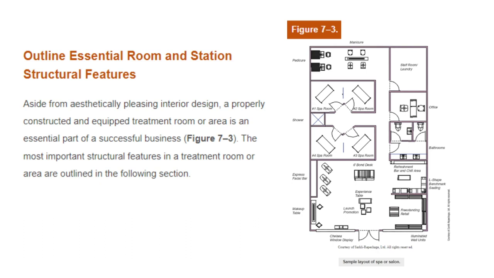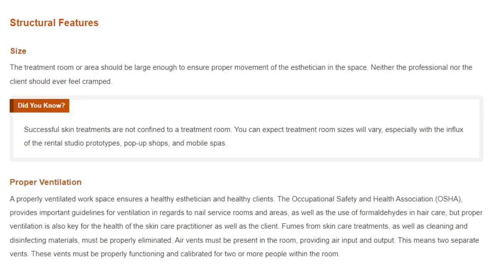Aside from aesthetically pleasing interior design, a properly constructed and equipped treatment room or area is an essential part of a successful business. Figure 7.3. The most important structural features in a treatment room or area are outlined in the following section. Structural features. Size. The treatment room or area should be large enough to ensure proper movement of the esthetician in the space. Neither the professional nor the client should ever feel cramped.